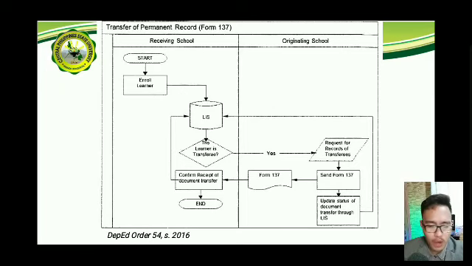My focus here is that there are two schools, the receiving school and the originating school. As you can see in the diagram, they are on the same level. Whether it is a small school or a big school, they are of the same level. And as you can see, there is communication between the two organizations or the two schools. So this is an example of a horizontal communication flow.